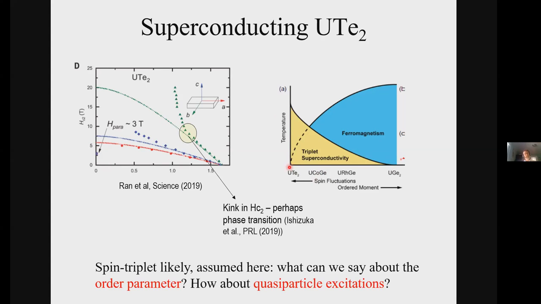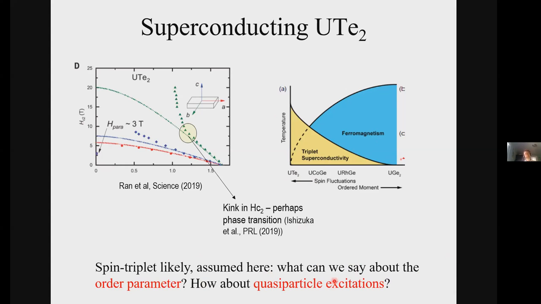And uranium-tellurium-2 is nice in the sense that there is no sign of ferromagnetic order in this material. And so it's sort of the paramagnetic limit of these. All right, and so the usual understanding is that the relationship to ferromagnetism also suggests this is a spin triplet superconductor. And so in the following, I'm simply going to assume that this is spin triplet superconductivity, and I'm going to say, what can we say about the order parameter and the quasi-particle excitations?